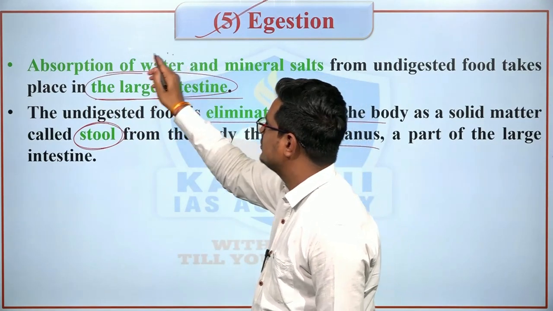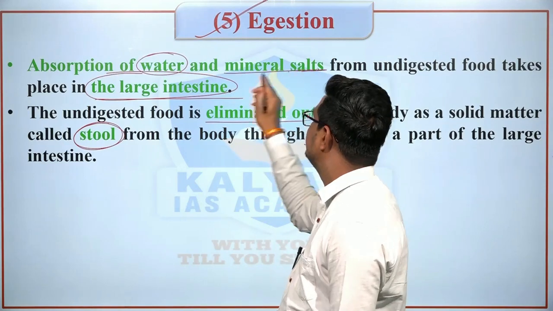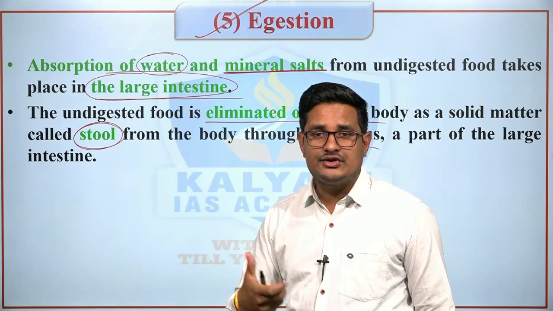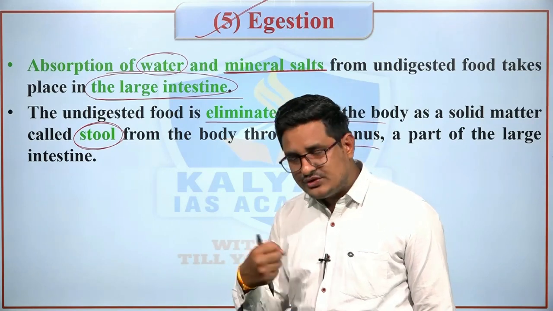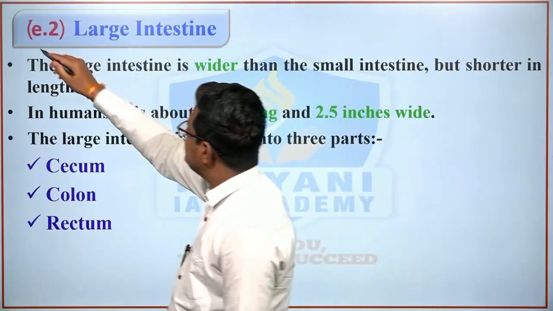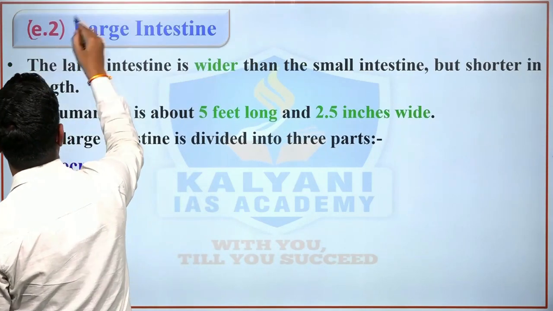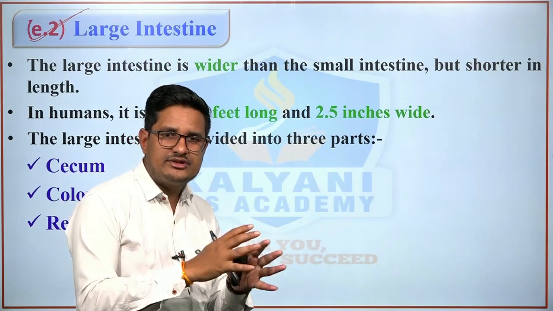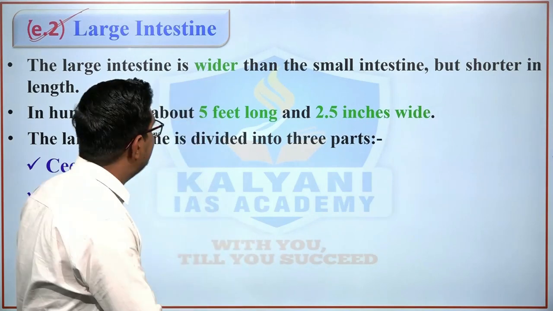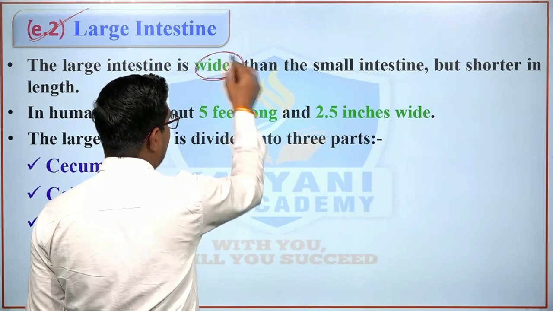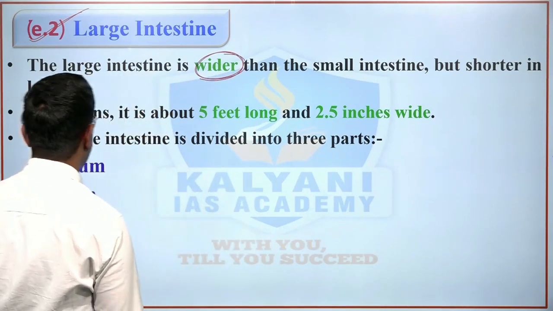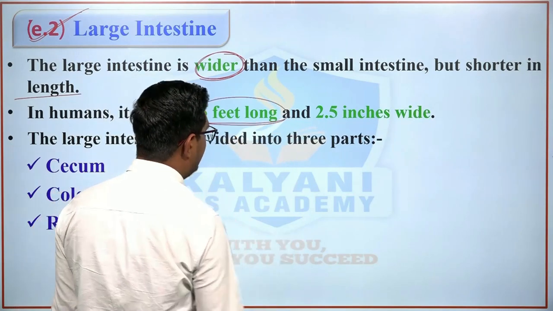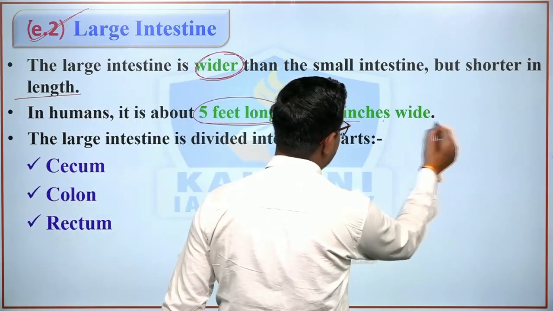लार्ज इंटेस्टाइन एक तो वाटर को एब्जर्व करती है, मिनरल को एब्जर्व करती है, साथ ही साथ इट इज अ स्टोरेज साइट. नाउ लेट्स स्टडी अबाउट लार्ज इंटेस्टाइन. See, as compared to small intestine, large intestine is wider than small intestine but shorter in length. In human, its length is 5 feet long and 2.5 inches wide.